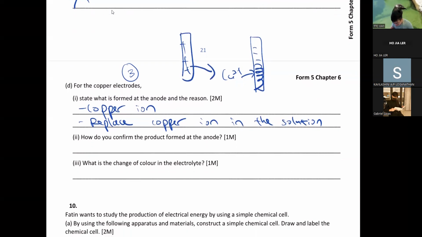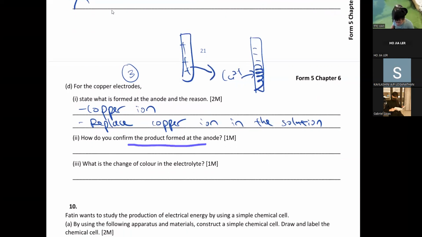Situation 3. So how do you confirm the product? There's nothing to confirm. You just see reddish brown. Okay, we don't do question 3. That's all.